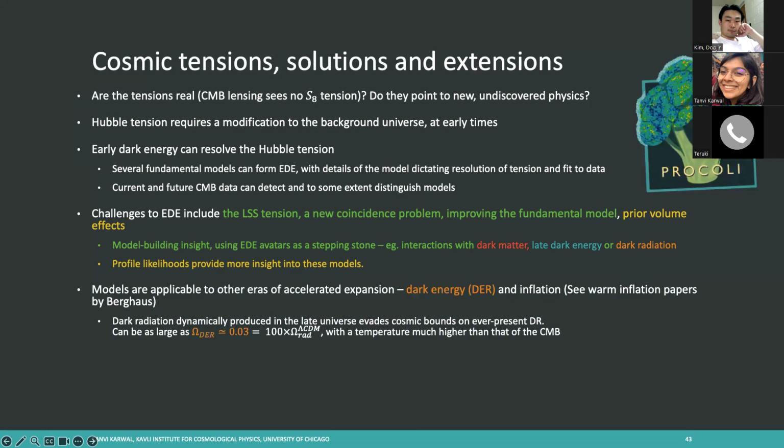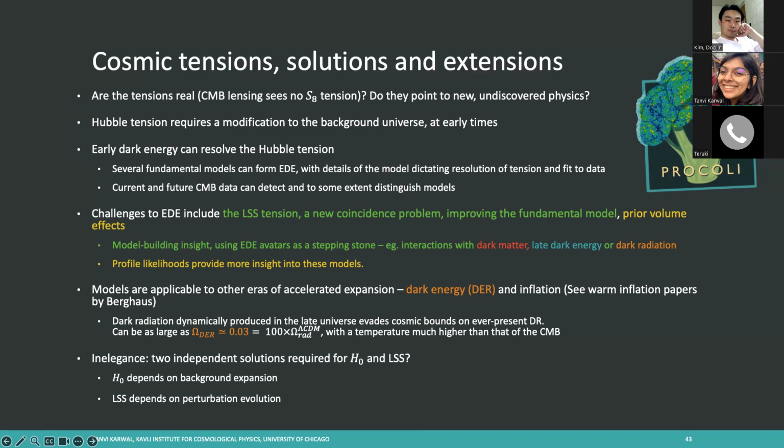These models that we write down for early dark energy are interesting also because they're applicable to other eras of cosmic acceleration, including late dark energy, like I spoke about, and inflation, which my colleague has done extensive work about, and I will direct you to her papers. One of these models I spoke about, dark energy radiation, is really interesting because it allows for so much more dark radiation in the universe today than we originally thought could exist.